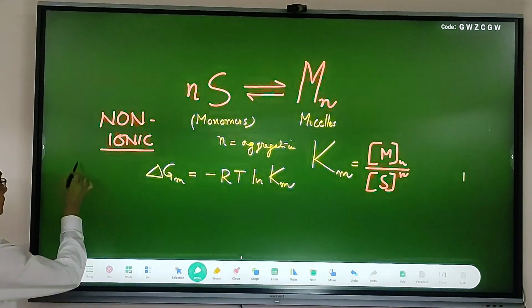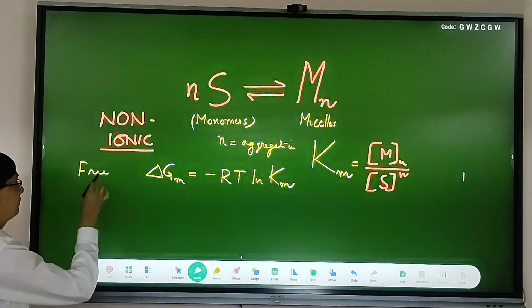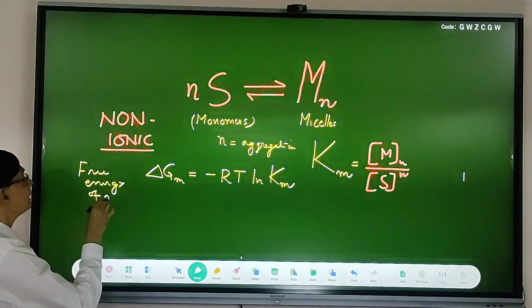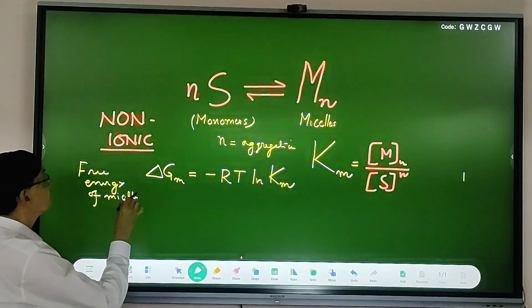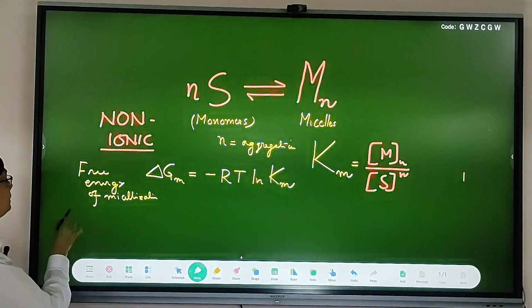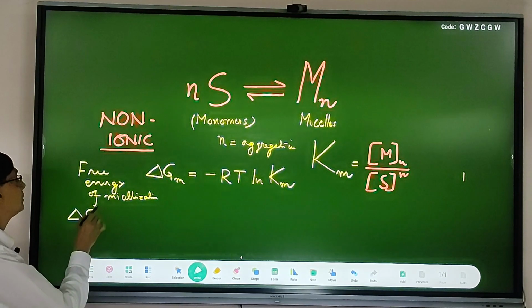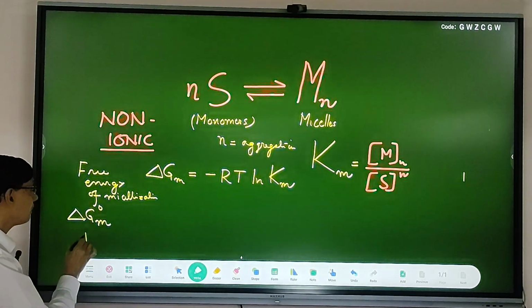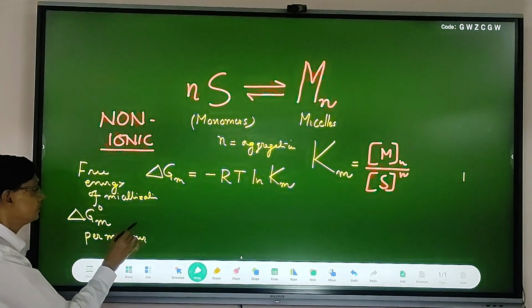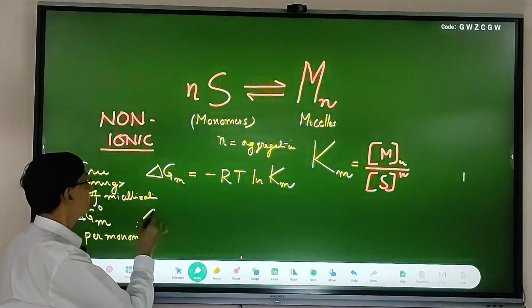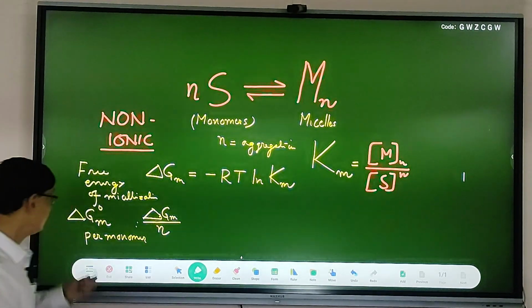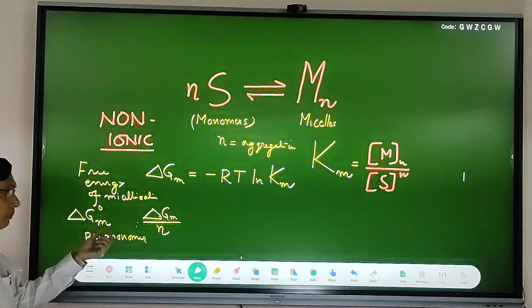And it is free energy of micellization. And standard free energy of the micellization per monomer is equal to delta G divided by N. This is standard free energy of micellization per monomer.